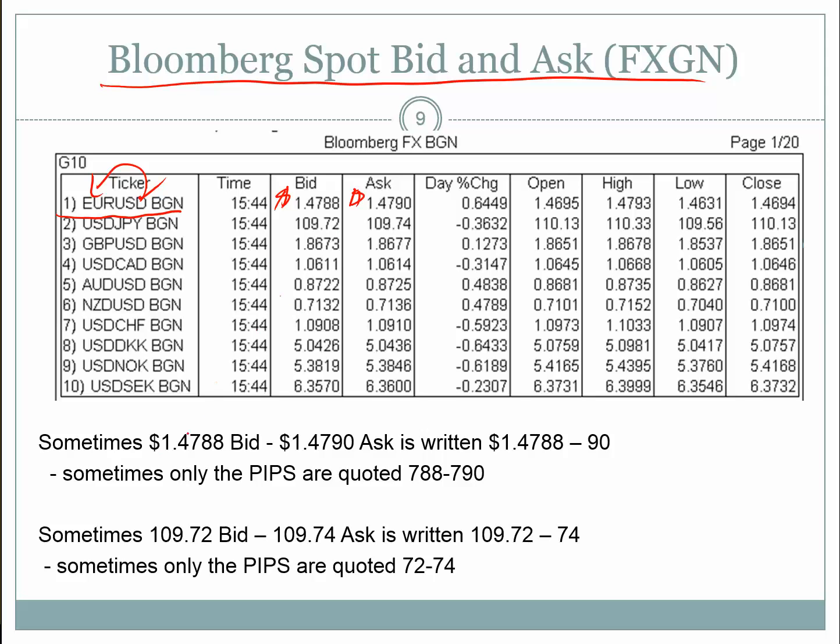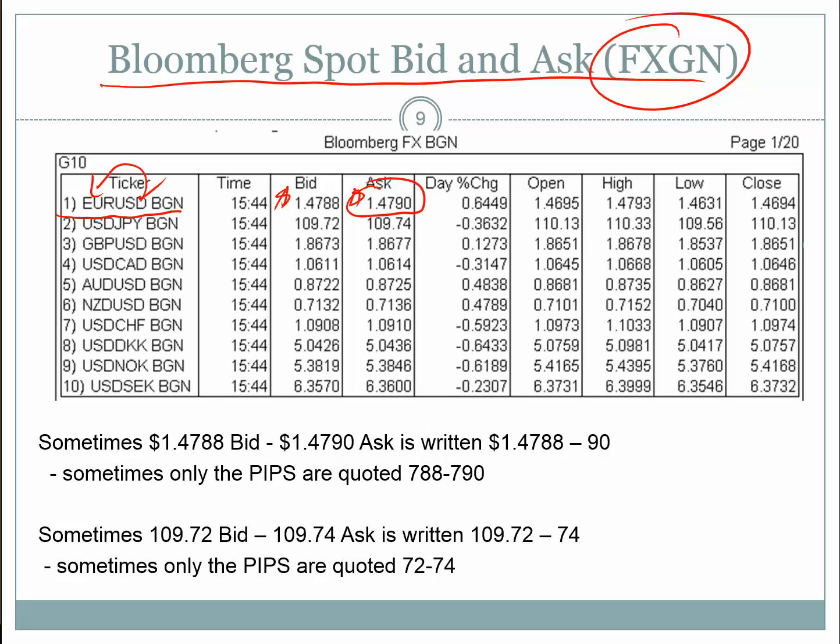And what a trader might say that day, what happened is an institution might go to Bloomberg, pull up this screen, which is, by the way, FXGN. See that, and say the bank wants to buy euro. It'll see that Bloomberg has an ask price of $147.90.